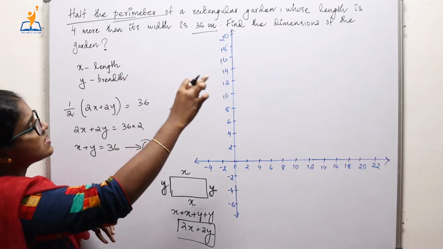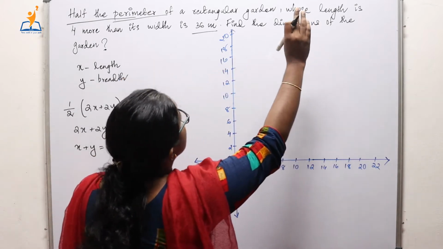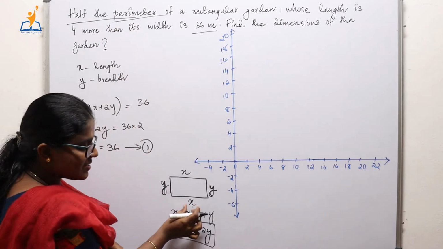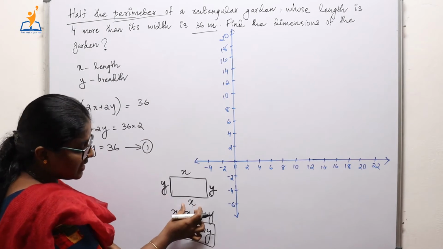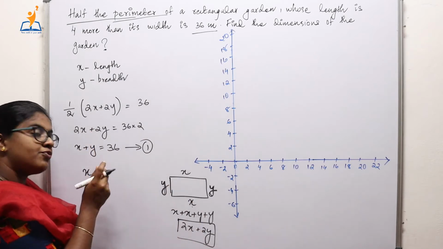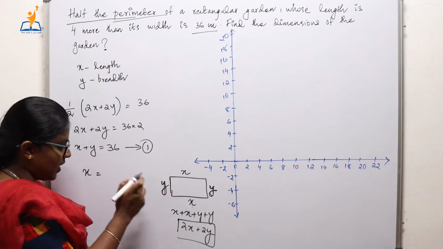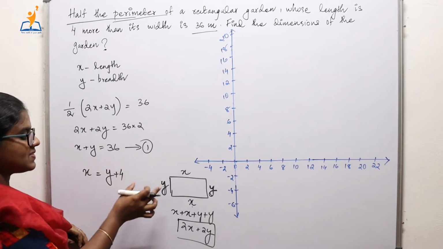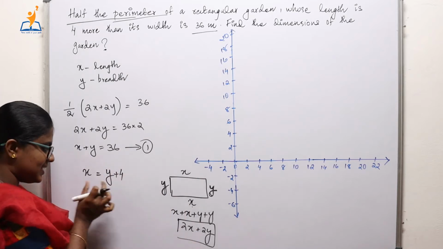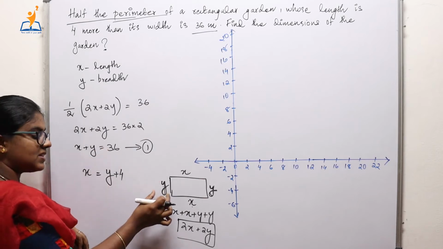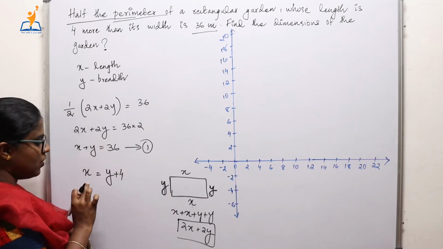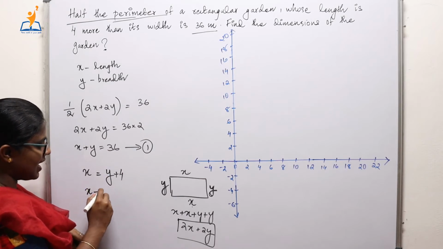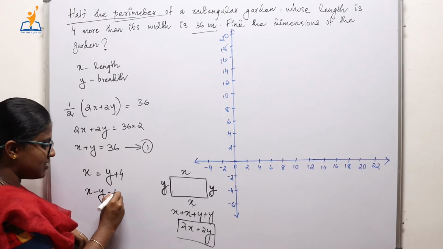Now the next condition given is, length is 4 more than its width. We know that this is the length and this is the width. Length, that is x, is 4 more than its width and the width is y. So 4 more than y is nothing but y plus 4. So from the second condition we got that the length, that is x, is 4 more than the width, that is y plus 4. So x is equal to y plus 4 is the second condition. We can just rearrange the terms and we will get x minus y equals 4.